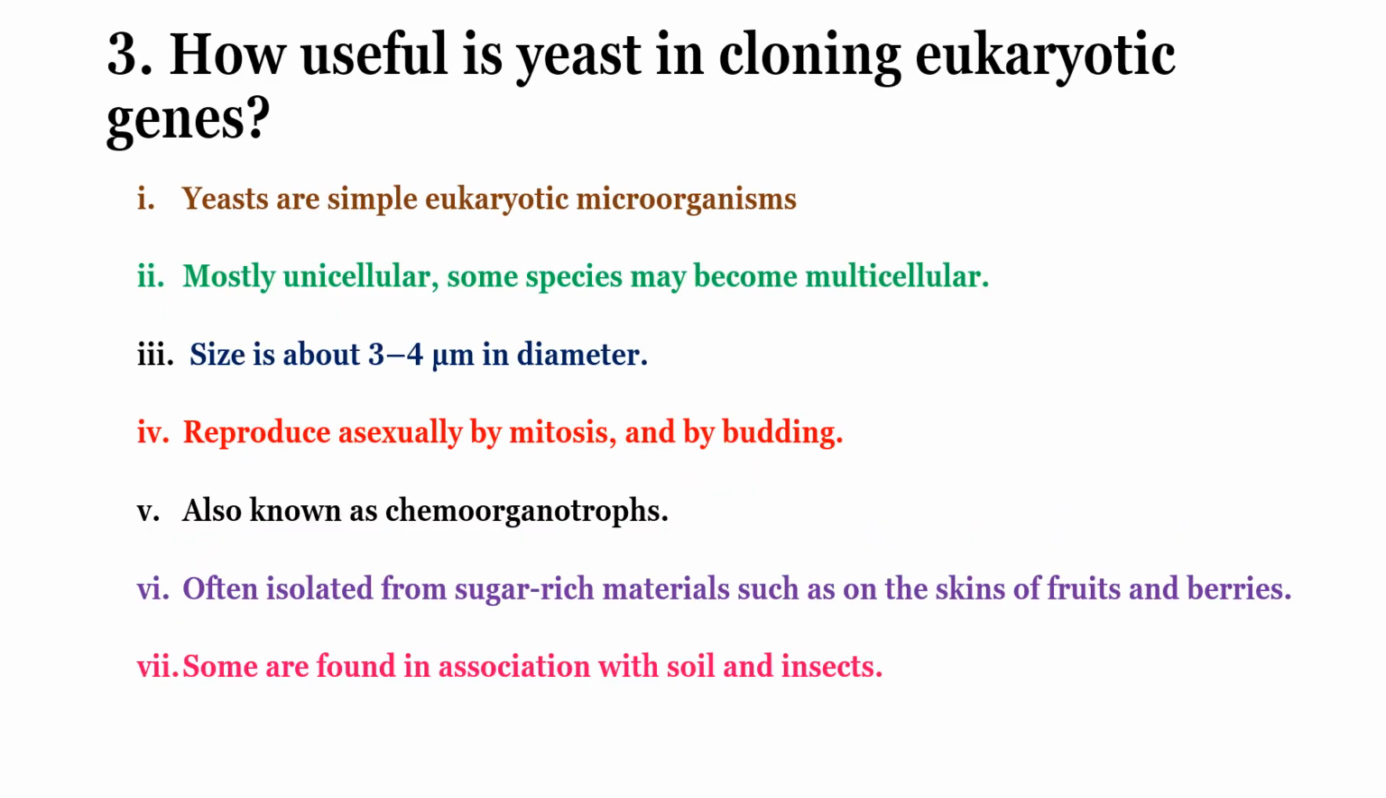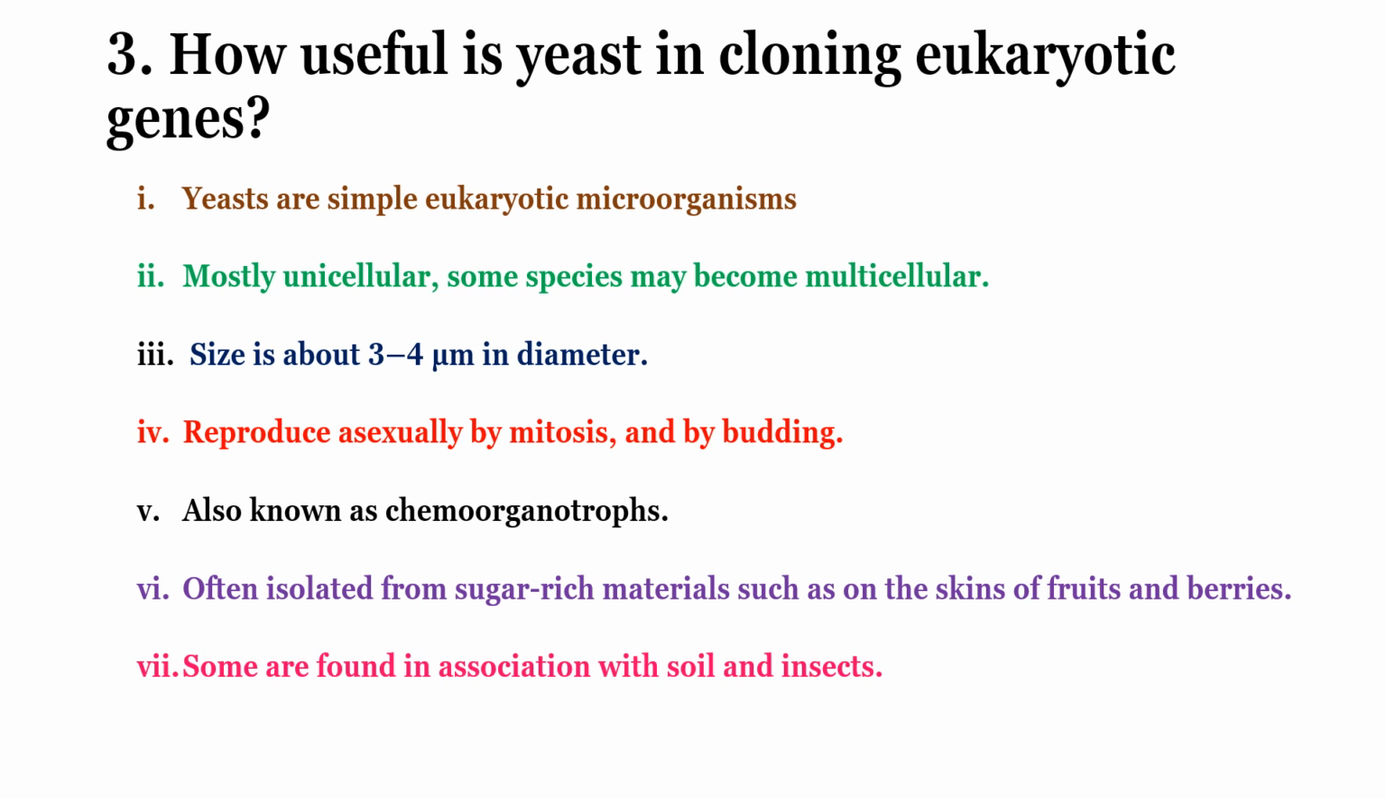Now, let's come to our third learning objective. Why yeast? Chapter 7 begins with yeast as a eukaryotic host for cloning eukaryotic genes. And when we are looking at yeast as a host, we will look for the vectors which we can use for yeast. So why do we pick yeast?